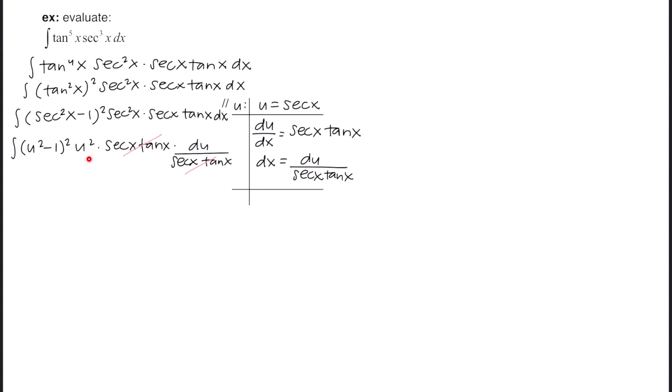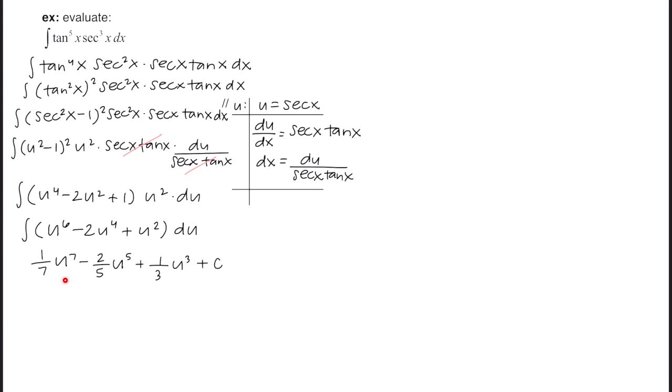And before we can integrate, we have a couple things we need to do. First, we're going to FOIL this out. So u squared minus 1 times itself gives us u to the 4th minus 2u squared plus 1. Then we still have this u squared, so I dropped that down. And now we're going to take this u squared and we're going to distribute it in. All right, so now we're ready to integrate. So when we integrate, you get 1/7 u to the 7th minus 2/5 u to the 5th plus 1/3 u to the 3rd plus c.